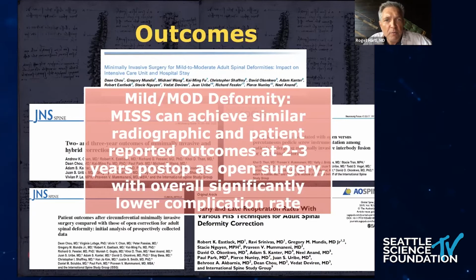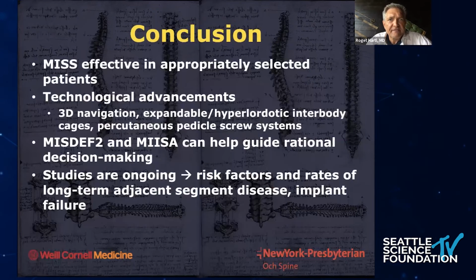I think the verdict, whether one is better or the other, is certainly out, and is certainly lacking still. But I think that for the mild and moderate deformity cases, you can take advantage of some of the MIS technologies, especially when it comes to lower blood loss, shorter times in the hospital, lower infection rates. And obviously, this needs to be expanded to more significant deformities, and I'm sure that's going to happen sooner or later. In conclusion, MIS is effective in appropriately selected patients.